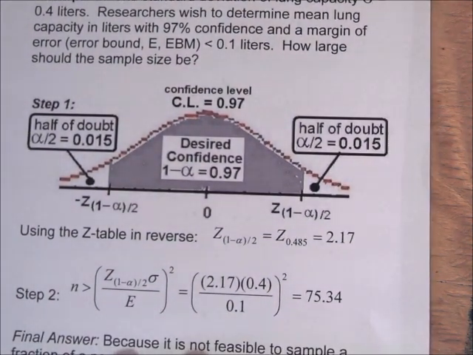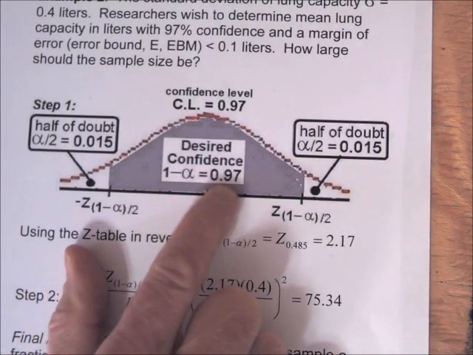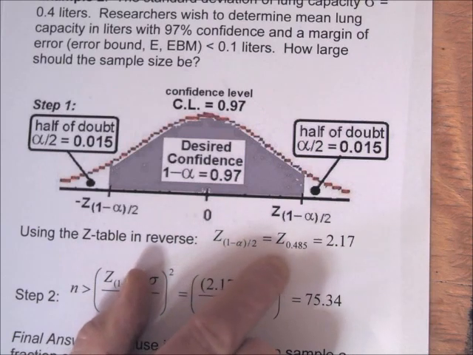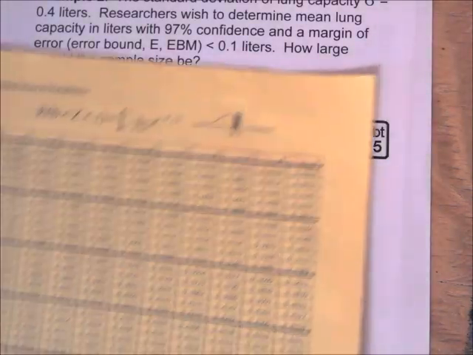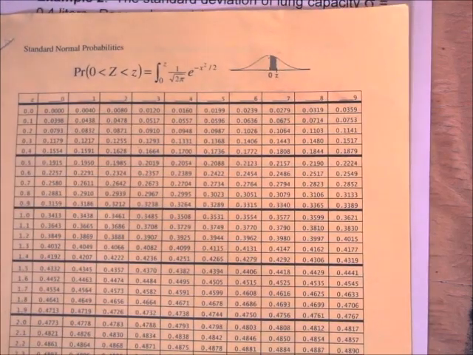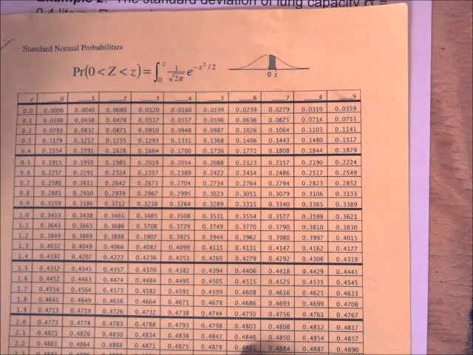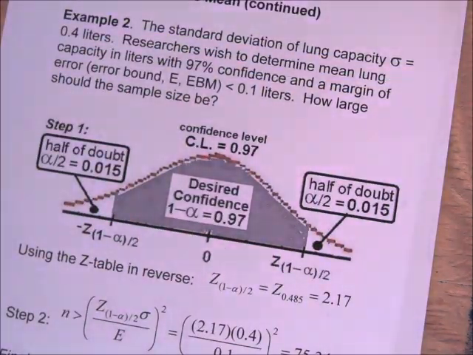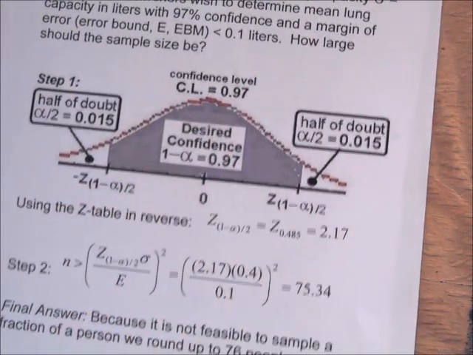So we want to use the z-table in reverse. With the one-page table, we want to divide the confidence by 2. 0.97 divided by 2 is 0.485, and we look for 0.485 in the body of the z-table. It's in row 2.1, column 7. So the z-score is going to be 2.17, and on the other end it will be negative 2.17.